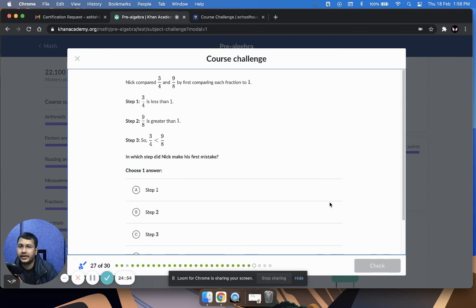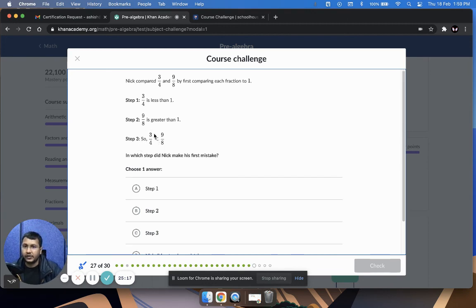Nick compared 3/4 and 9/8 by first comparing each fraction to 1, which is a perfectly valid thing to do. Step 1, 3/4 is less than 1. That makes sense. 3/4 is less than 4/4, which is a 1. 9/8 is greater than 1. That also makes sense. 8/8 is 1. 9/8 is more than 1. So 3/4 is less than 9/8.